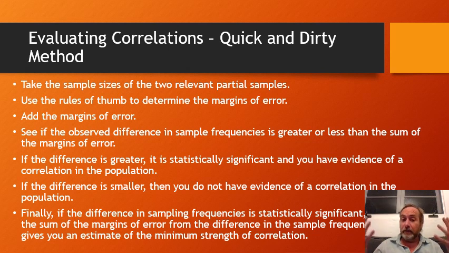If the difference is greater, it's statistically significant and you have evidence of a correlation in the population. If the difference is smaller, then you don't have evidence of a correlation in the population. And finally, if the difference in sample frequencies is statistically significant, the sum of the margins of error subtracted from the difference in the sample frequencies would give an estimate of the minimum strength of the correlation.